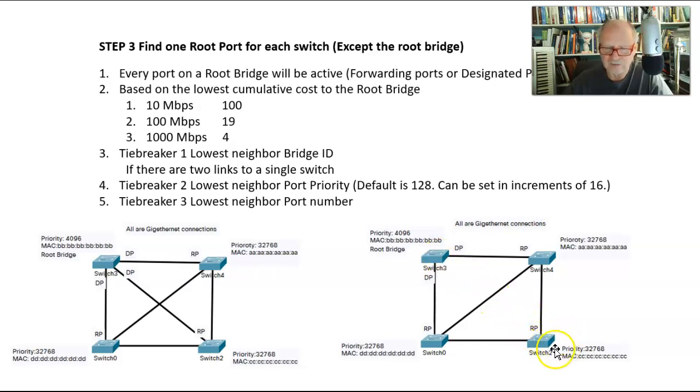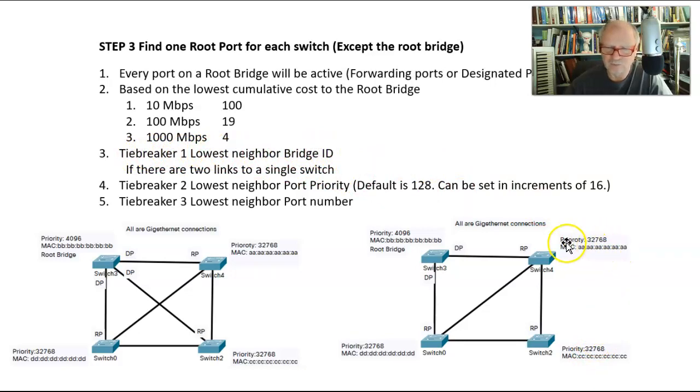It can go 8 by going from switch 2 to 4 to 3. That's a 4 on the right-hand link here and 4 on the top link. Or it could go 8 from switch 2 to 0 and then 0 to 3. So there'd be 4 down here, 4 over here. That would be 8. So they're both 8. So what's next? How do we decide? The tiebreaker is the lowest neighbor bridge ID.